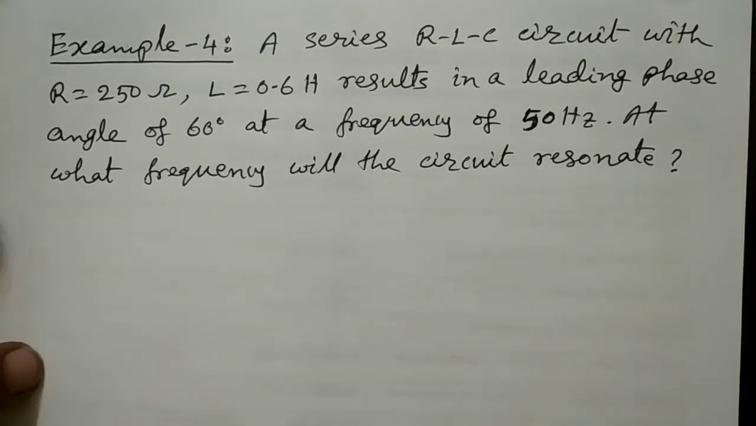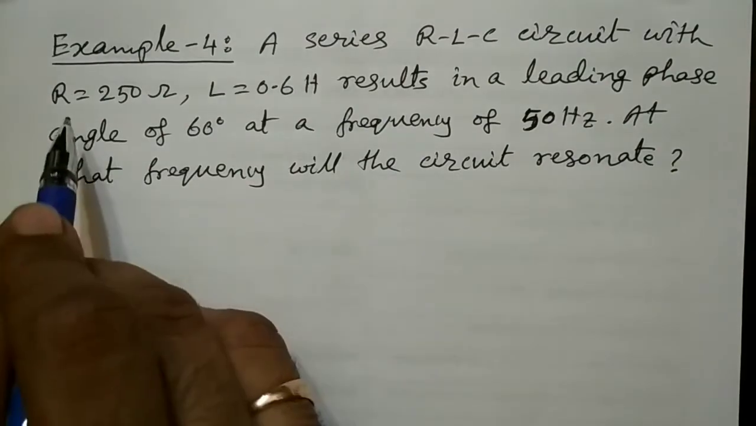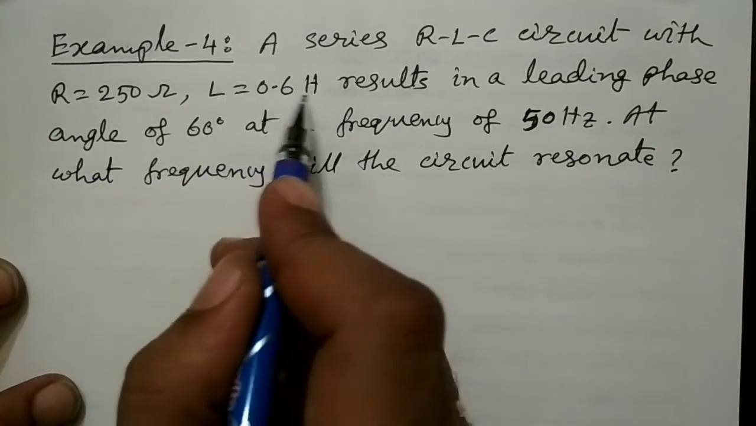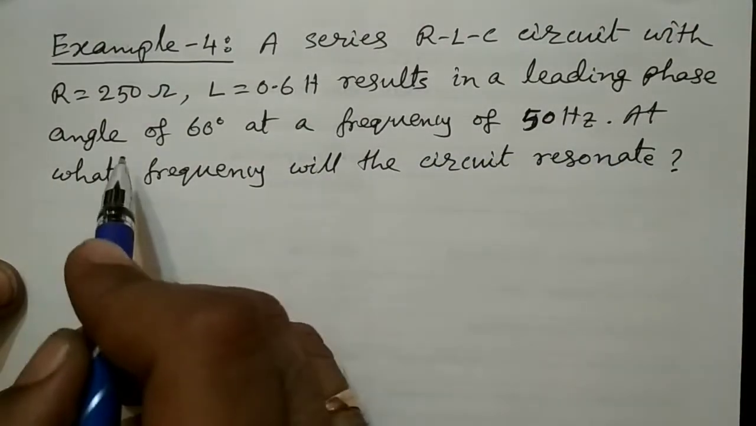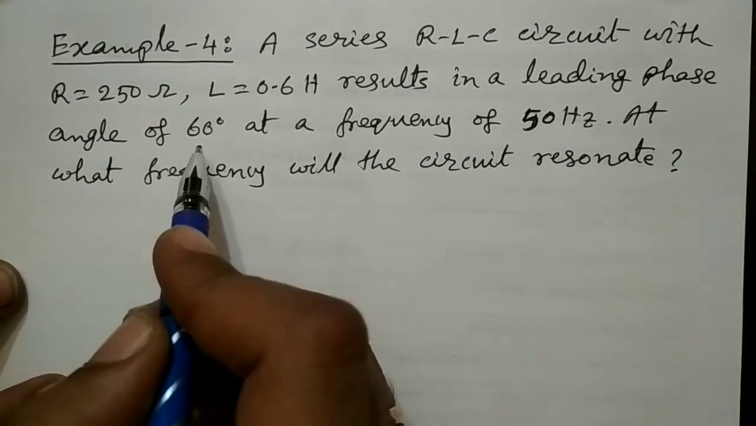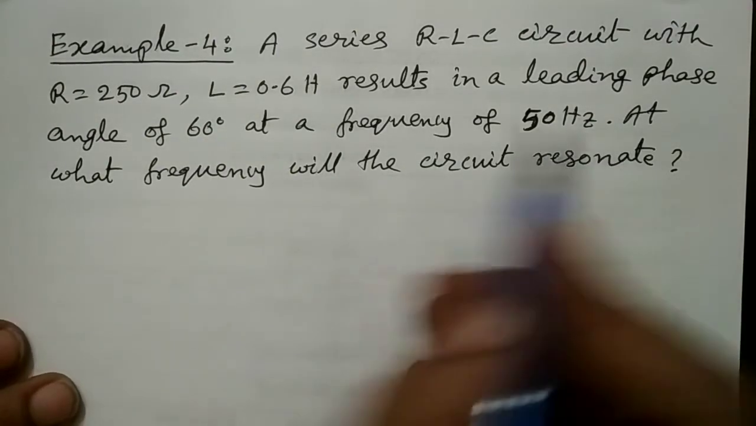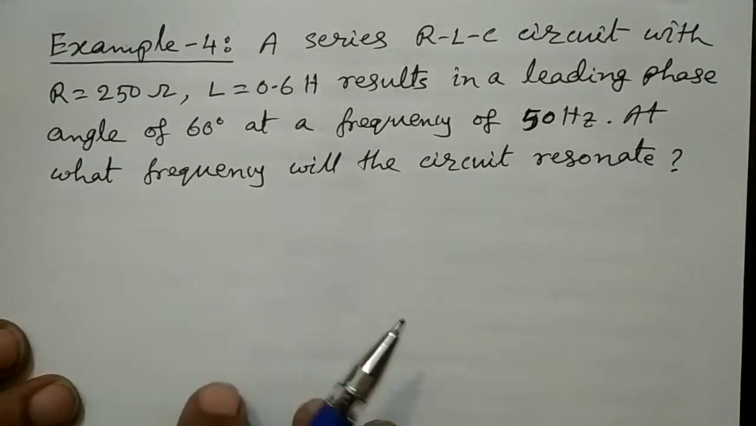Now the fourth example. A series RLC circuit with resistance 250 ohms, inductance 0.6 Henry results in a leading phase angle of 60 degree at a frequency of 50 Hz. So at what frequency will the circuit resonate?